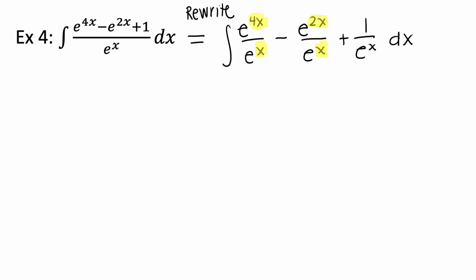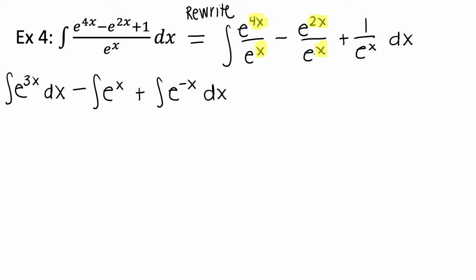So in an additional rewrite step, I'm going to simplify, and I'm going to split into 3 separate integrals. So I'm going to write this as the integral of e to the 4x minus x just gives me 3x dx minus the integral of e to the 2x over e to the x simplifies just to be e to the x plus, and for my final term, instead of writing 1 over e to the x, I'm going to make that a negative exponent, so this becomes e to the negative x. Whoops, I forgot my dx.